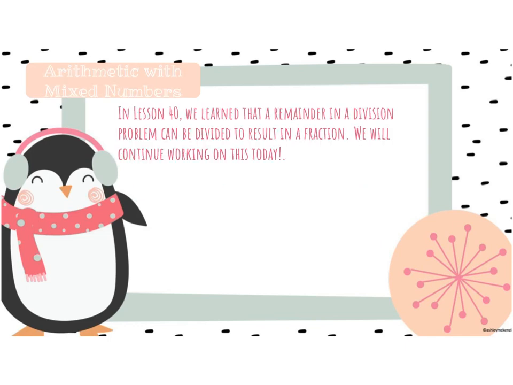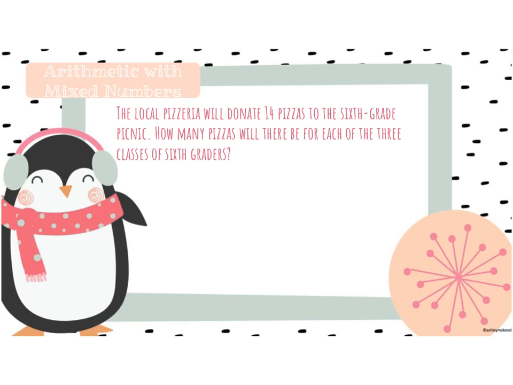Okay, so in lesson 40 we learned that a remainder can now be divided into a fraction. Whatever is left over becomes the numerator and the divisor is the denominator. The number that we're dividing by doesn't change, so that stays the denominator. Here's an example of what we did. The local pizzeria will donate 14 pizzas to the 6th grade picnic. How many pizzas will there be for each of the 3 classes of 6th graders?